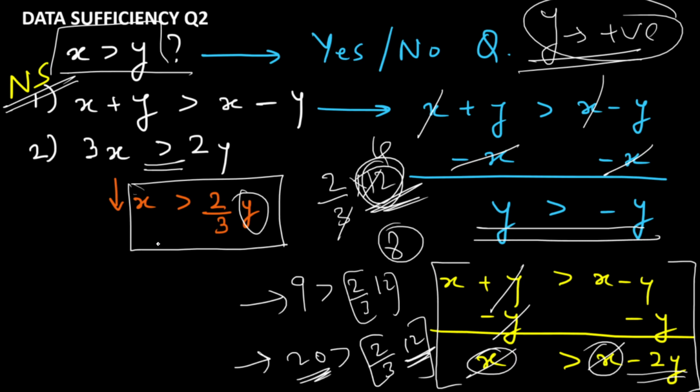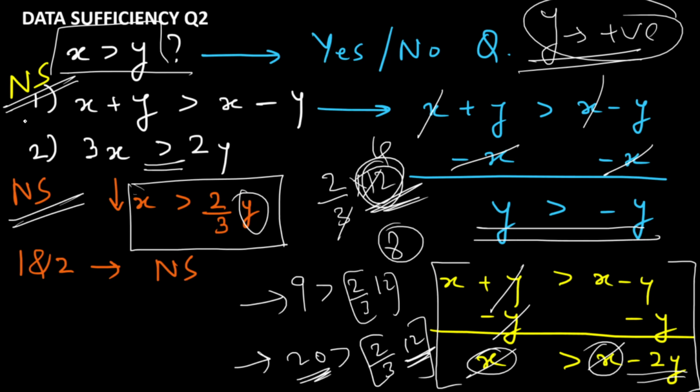So you cannot say whether x is greater than y just by knowing that x is greater than 2 by 3 of y. So statement 2 alone is also clearly not sufficient. Alright, now if you combine the information given in statement 1 and 2, then also you can see that you're not getting anything extra, right?